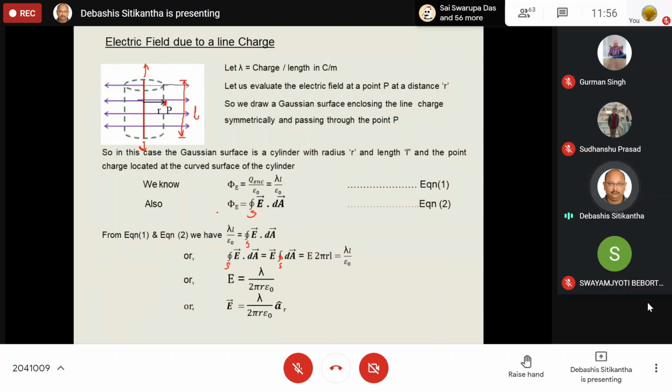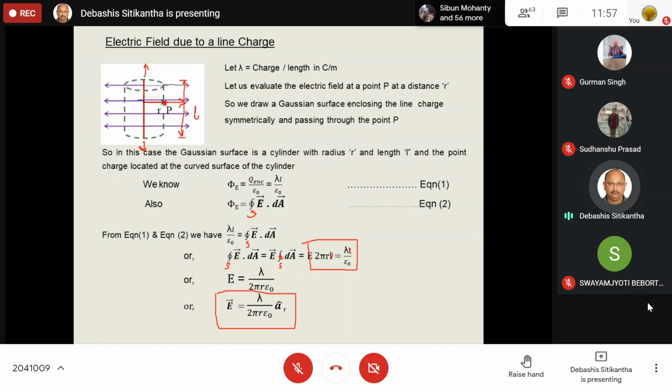So if we equate both of them, we will see that this L and this L get cancelled out, because L is not 0. Ultimately we are interested in E. So E is equal to lambda by 2 pi R epsilon 0. If we write it in vector notation, E vector is equal to lambda by 2 pi R epsilon 0 a R cap. Why a R cap? It is because the field is radially moving out, that means it is moving in the direction of the radius.